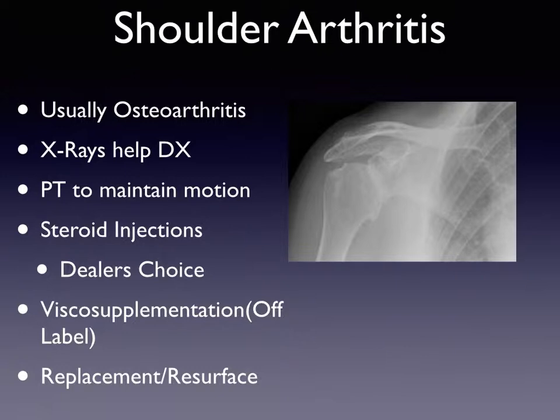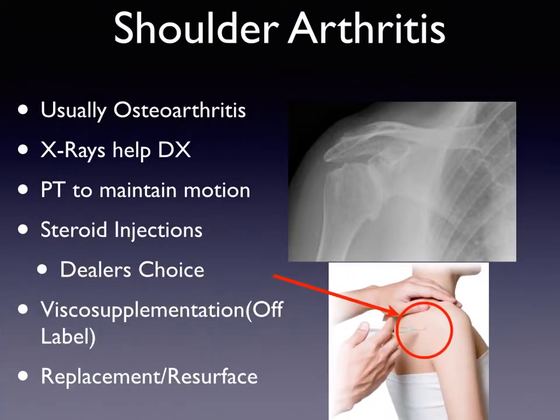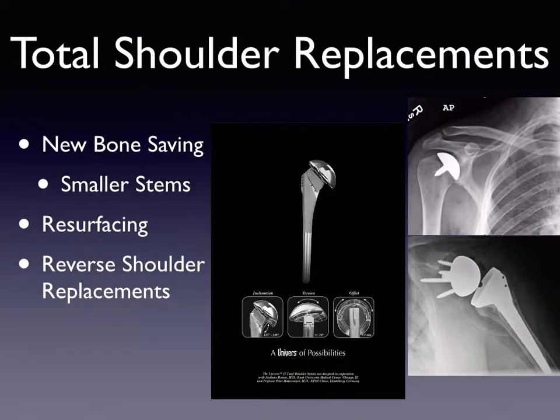Replacement of the shoulder or resurfacing is something that can be done as well. When we talk about shoulder replacements, there are several here. Certainly the one in the center is the standard shoulder replacement, and this is something that allows one to adjust it to the anatomy.